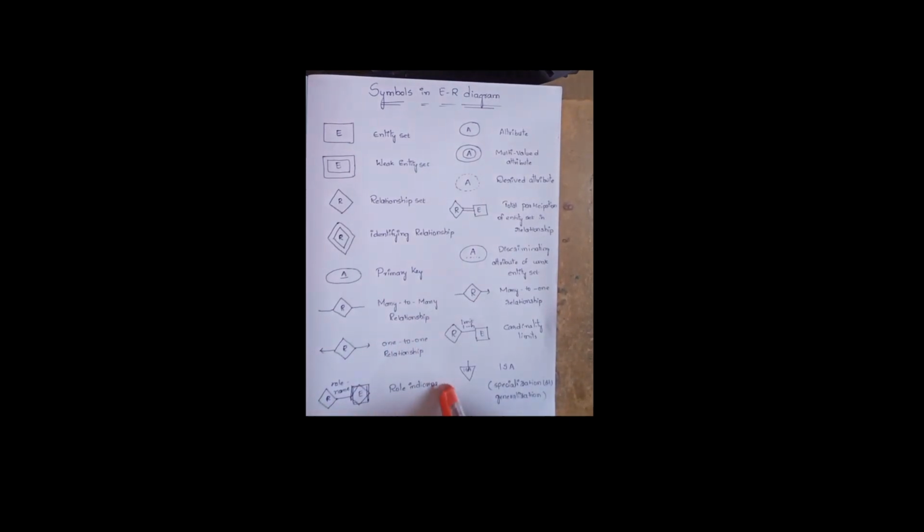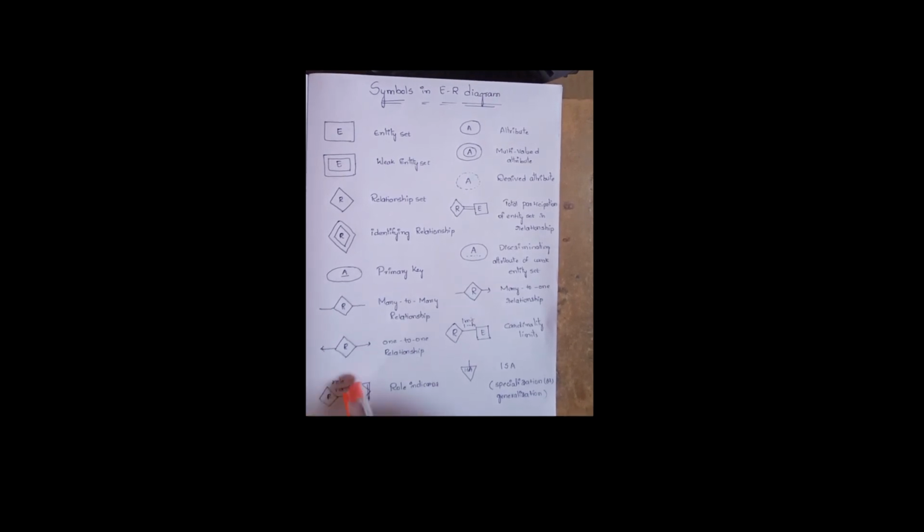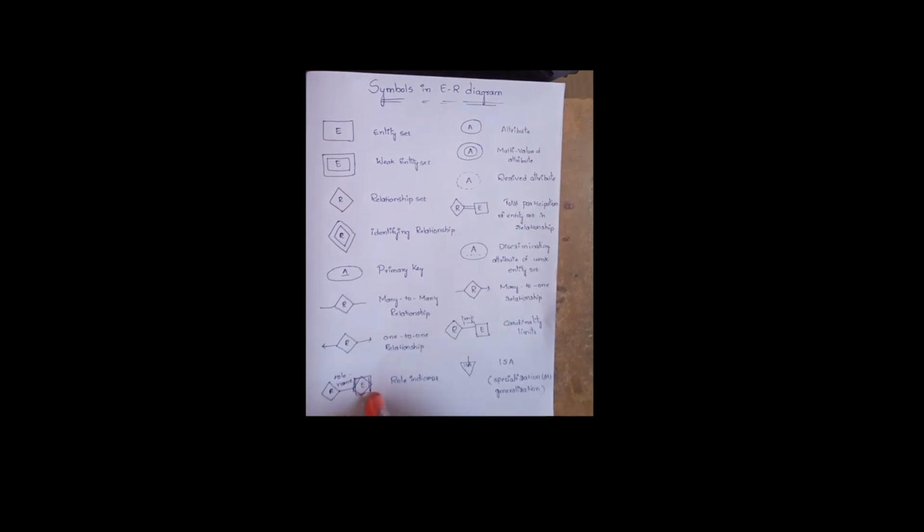As we know, a relationship is enclosed within a rhombus. And this is a role indicator. This is a relationship, and this is an entity, which is enclosed in a rectangle, and the relationship is enclosed in a diamond or rhombus. There will be a link, or line, between the relationship and the entity. On that link we write the role name.